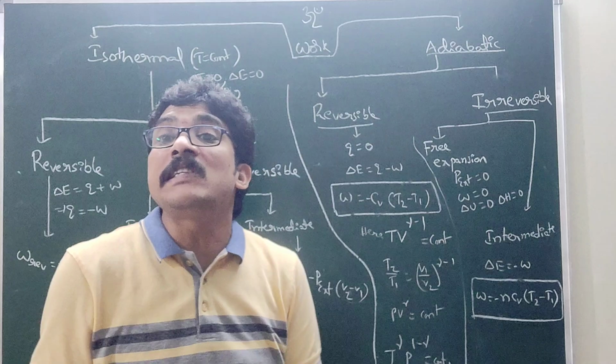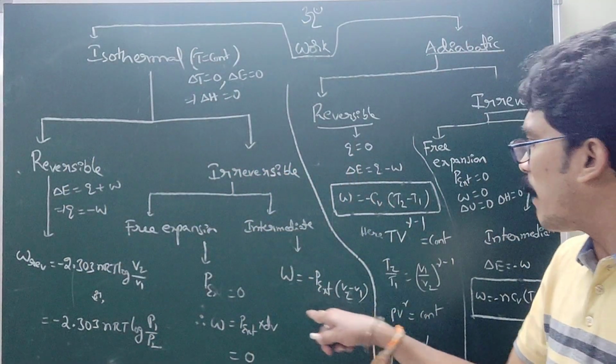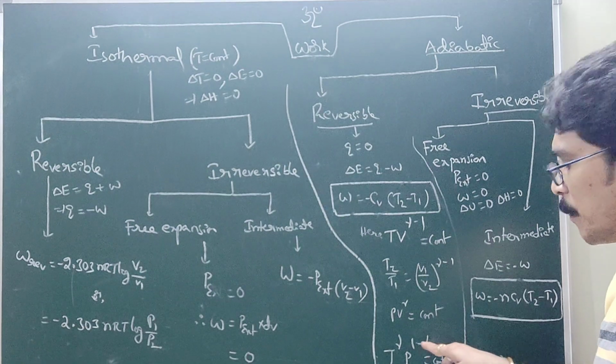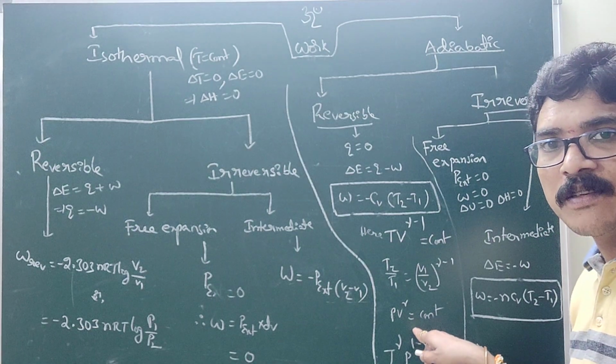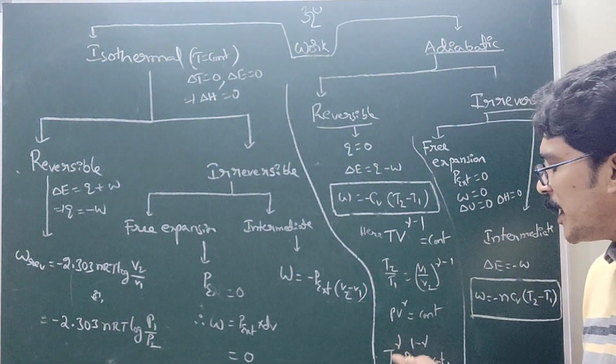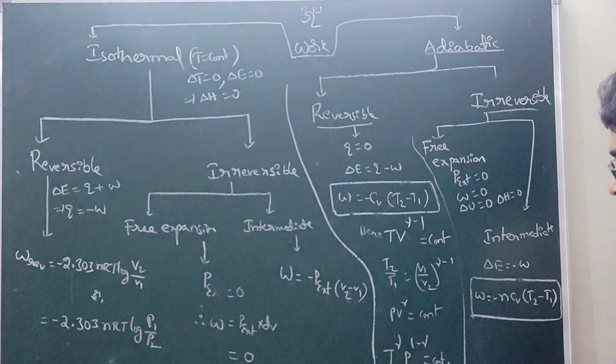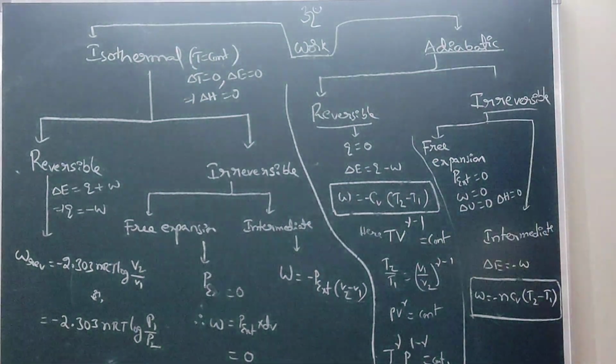Then one more relation is there related to pressure and volume. PV power gamma is equal to constant. And one more relation in terms of pressure: P power 1 minus gamma. Yes, I can write here.